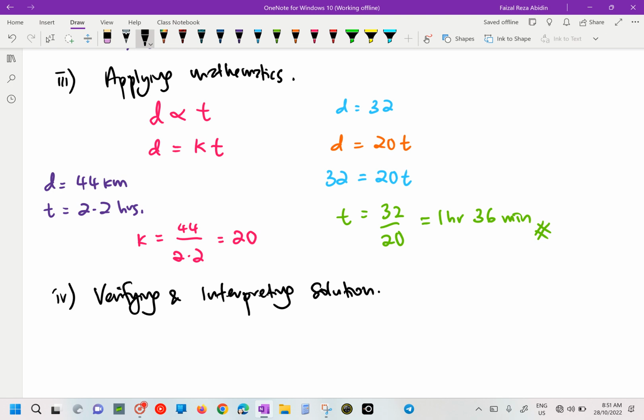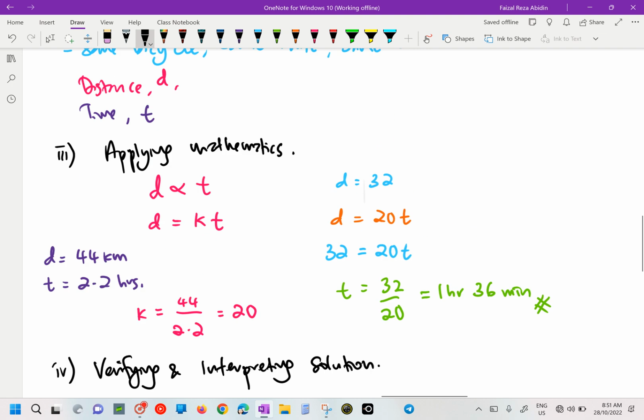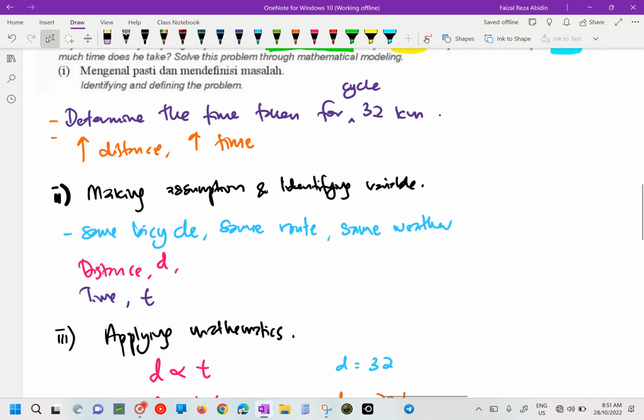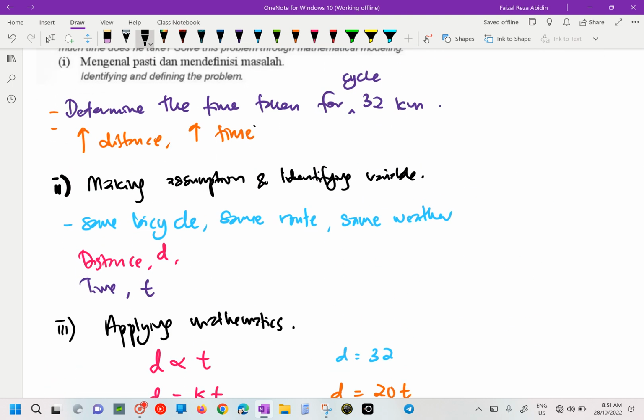Tadi dekat dalam kamu punya buku teks ada. Apa tu? Kamu akan dapat apa? Linear. Dia menaik lah. Just now kan kita dah bagi tahu dekat sini. Kelas, how did we know this is going to be linear? If we using our graph.